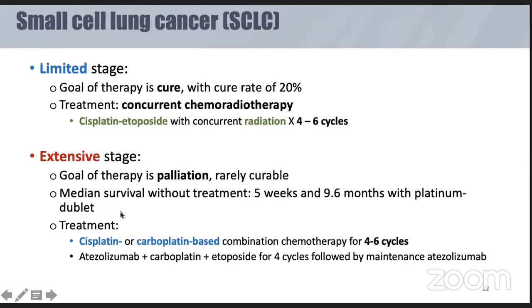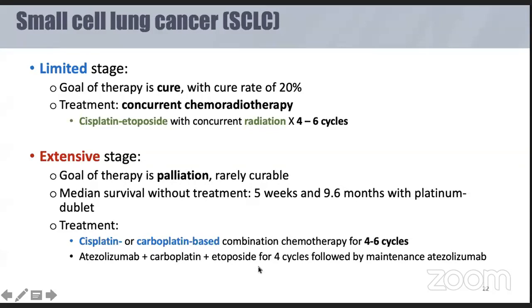The treatment options for extensive stage is cisplatin or carboplatin-based combination chemotherapy for 4 to 6 cycles. For a long period of time, for almost 30 years, this was the only option for those patients. Now, recently, there was a new approval of first-line treatment with immunotherapy, with checkpoint inhibitors. So atezolizumab plus chemotherapy, which is carbo and etoposide for 4 cycles, followed by maintenance atezolizumab. This gives a 2-month improvement in the overall survival and 1 month in the progression-free survival.